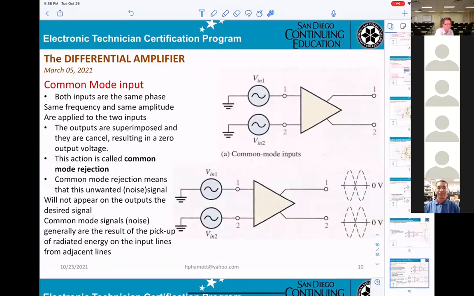That tries to explain everything regarding what happens if you get the same identical signal at both inputs of the amplifier: then the output will be zero. They cancel those signals. And that's what they're talking about, common mode rejection. They reject the noise at the input of the amplifier.